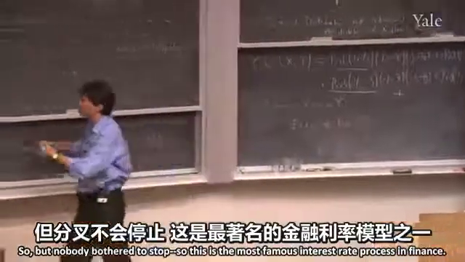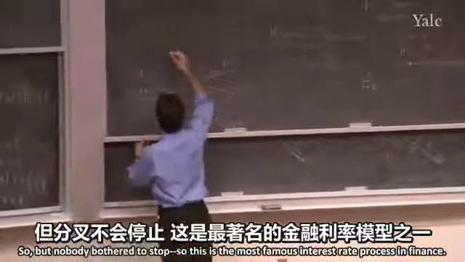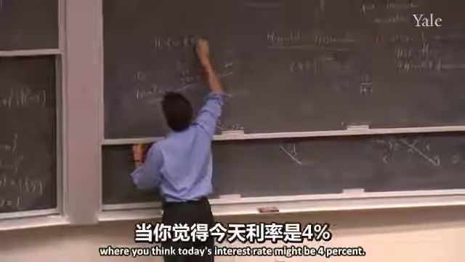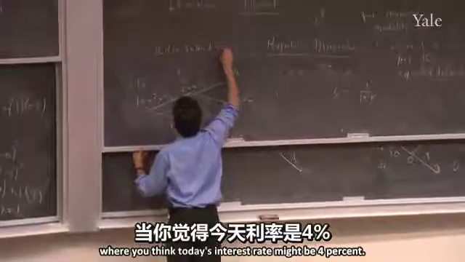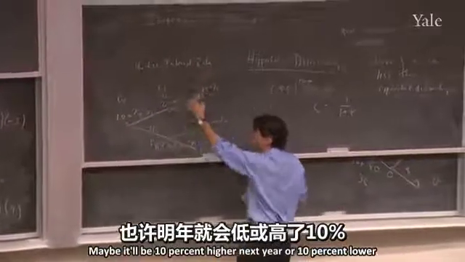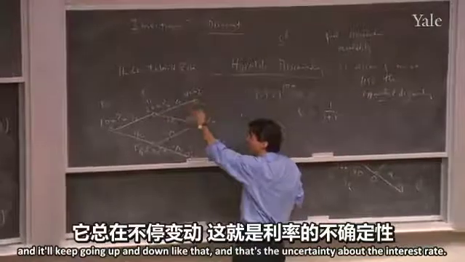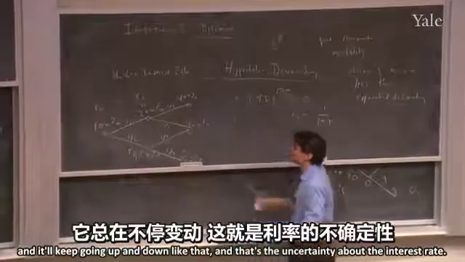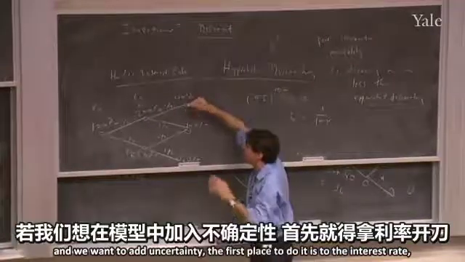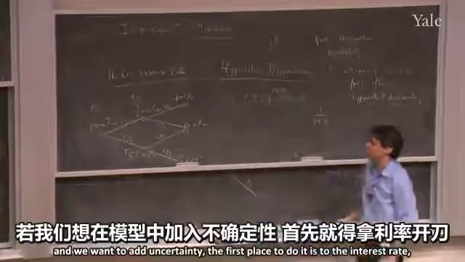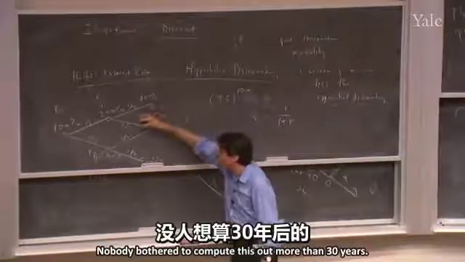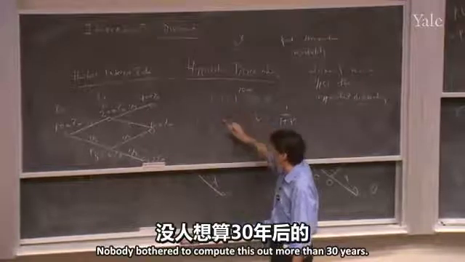So this is the most famous interest rate process in finance. This is called the Ho-Lee interest rate model, where you think today's interest rate might be 4%. Maybe it'll be 10% higher next year or 10% lower. And it'll keep going up and down like that. And that's the uncertainty about the interest rate. So if we think interest rates are so important and patience is so important, and we want to add uncertainty, the first place to do it is to the interest rate. And the Ho-Lee model in finance does that. Nobody bothered to compute this out more than 30 years.